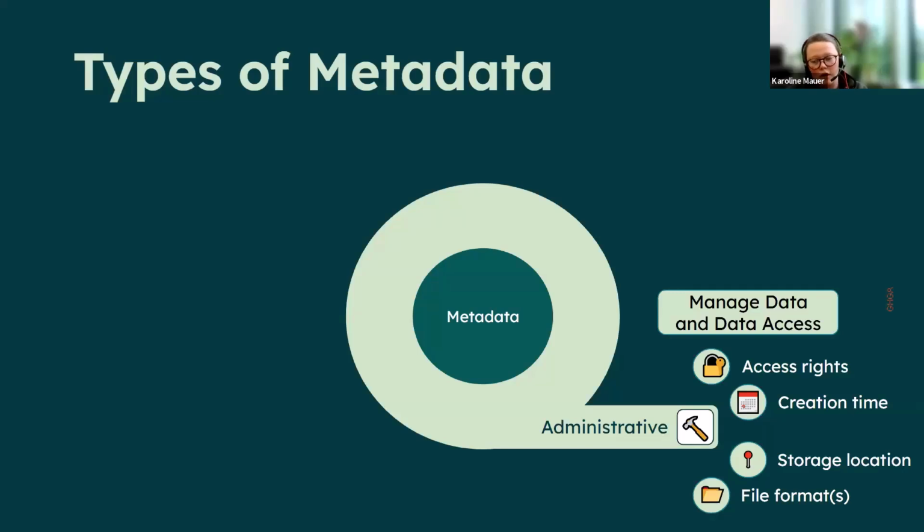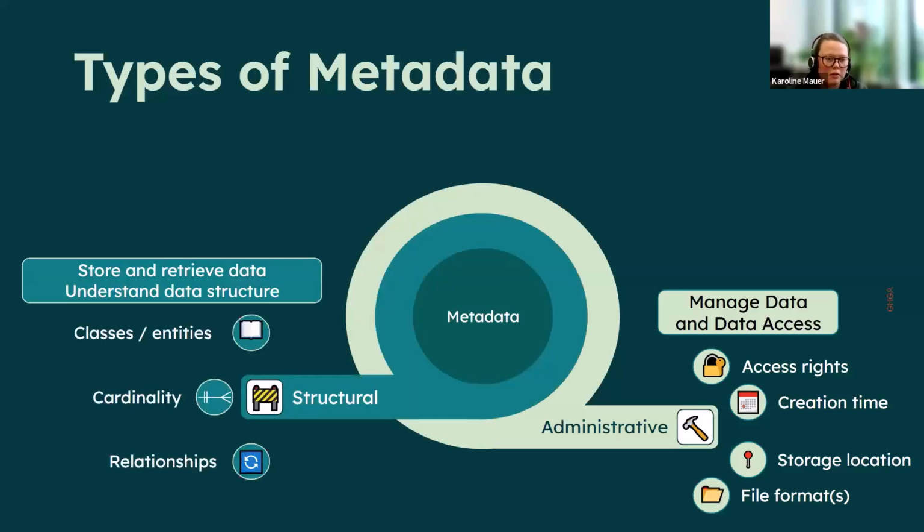These could be access rights, creation times, physical and digital storage location, and also file formats. And the administrative metadata can also contain instructions on how to do long-time archival or version control. The second part is structural metadata, which is needed to store and retrieve data from a database and also necessary to understand the data structure. And here we have classes and entities, the cardinality between classes and entities, and also the relationships.